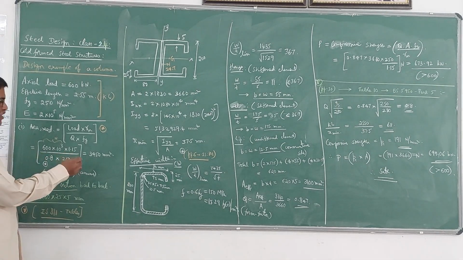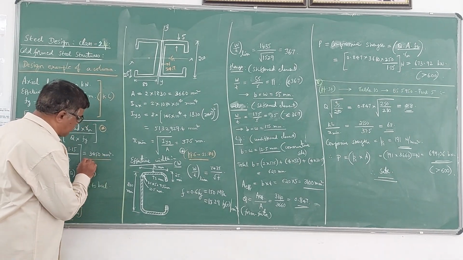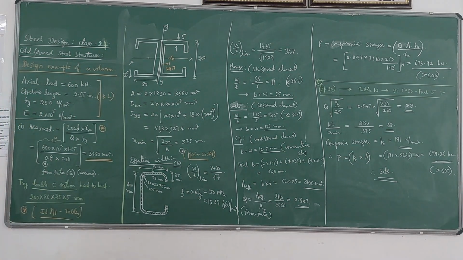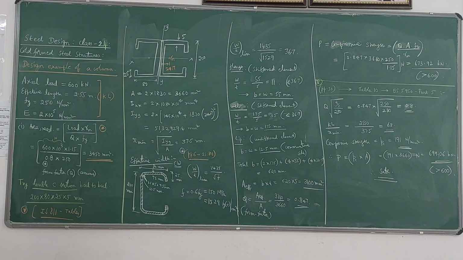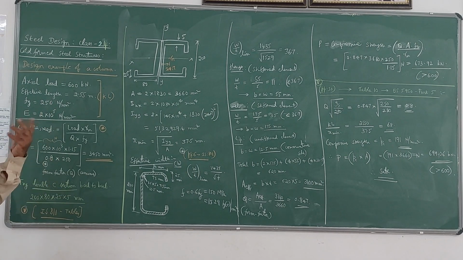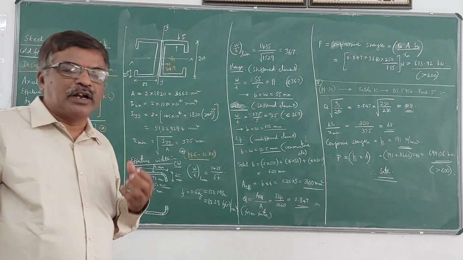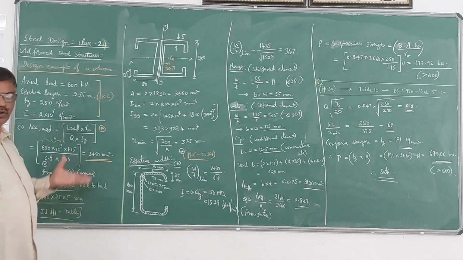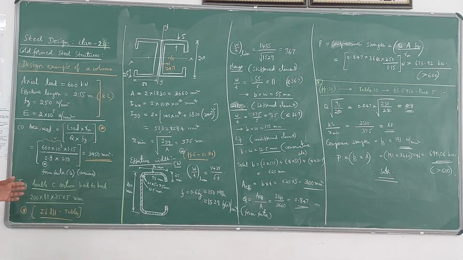If you substitute and simplify, the area required for the given load can be taken as 3450 millimeter square. Of course, it depends on so many parameters, on the effective length also, all those things. But initially, to have a preliminary section, you can use this thumb rule to calculate the area required.